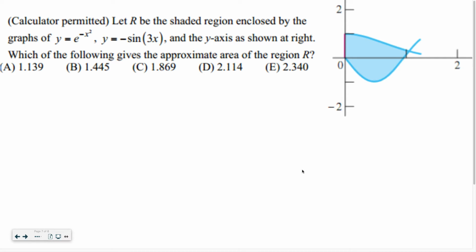Here I have your equations. y equals e to the negative x squared and negative sine of 3x. I hope you'd be able to figure out which one is which. But it's a calculator question, so you're going to have to graph it anyway. But in order to set up this problem, do those intersect at 1? No, you're going to have to figure out where they intersect.